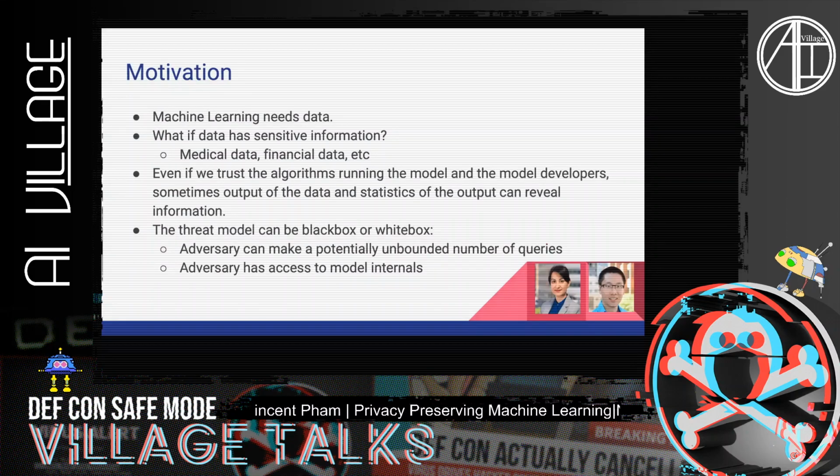Machine learning needs data. So what if this data has sensitive information like medical data or financial data? Even if we trust the algorithms that are generating the model or the model developers, sometimes just using statistics by looking at the output of a model, we can find out some information about the input of the model. This type of threat to ML can be black box or white box, meaning that the adversary doesn't necessarily need to have any access to the model specifics.